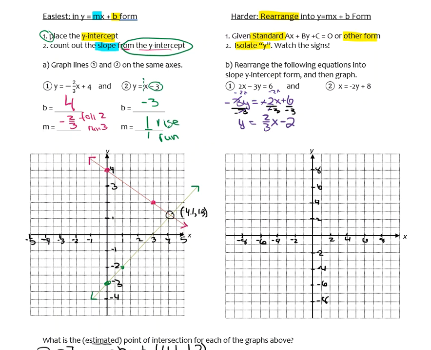All right, so now the first thing we do, remember, is we place the y-intercept. This is my b value right here. My b is negative 2, so I'm going to place that. Negative 2 goes right on there. That's the first thing you do.